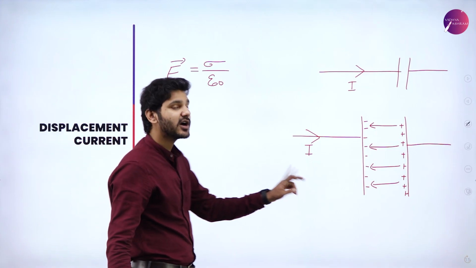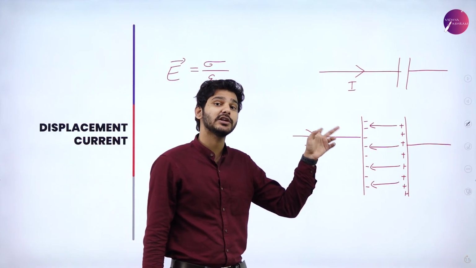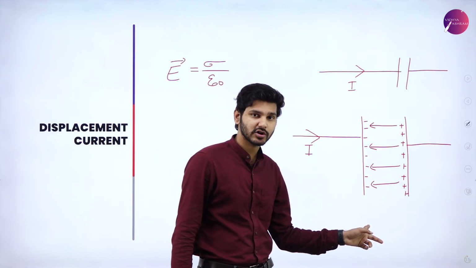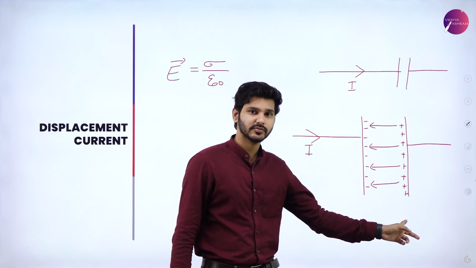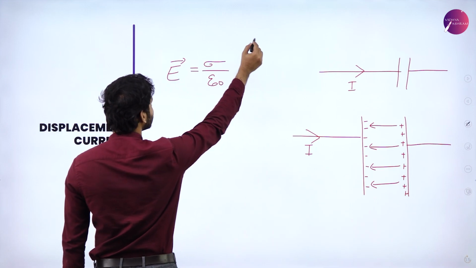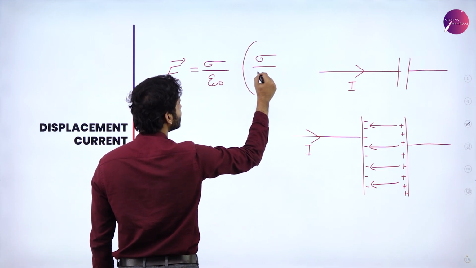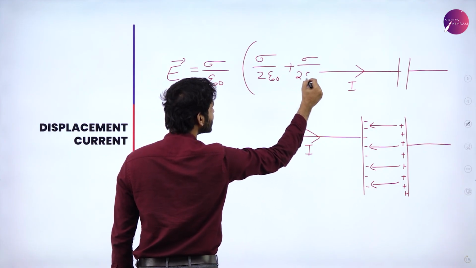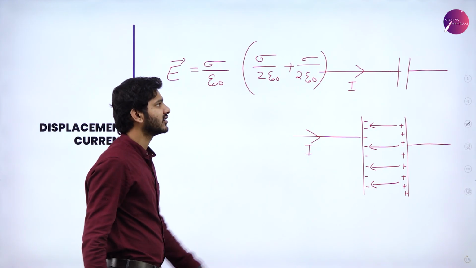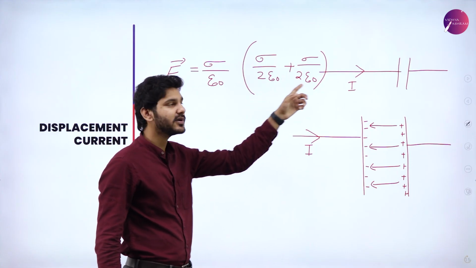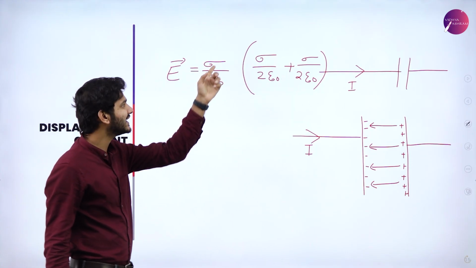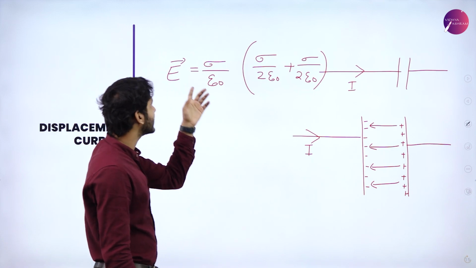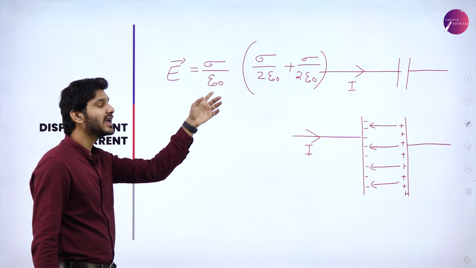Why is it sigma by epsilon naught? Why not sigma by 2 epsilon naught? Because there are two plates. Here it is sigma by 2 epsilon naught, and here it is sigma by 2 epsilon naught. If I add sigma by 2 epsilon naught plus sigma by 2 epsilon naught, it is half of something plus half of something, so it will be one entire quantity. That is why it is sigma by epsilon naught, not sigma by 2 epsilon naught. So we get E is equal to sigma by epsilon naught.